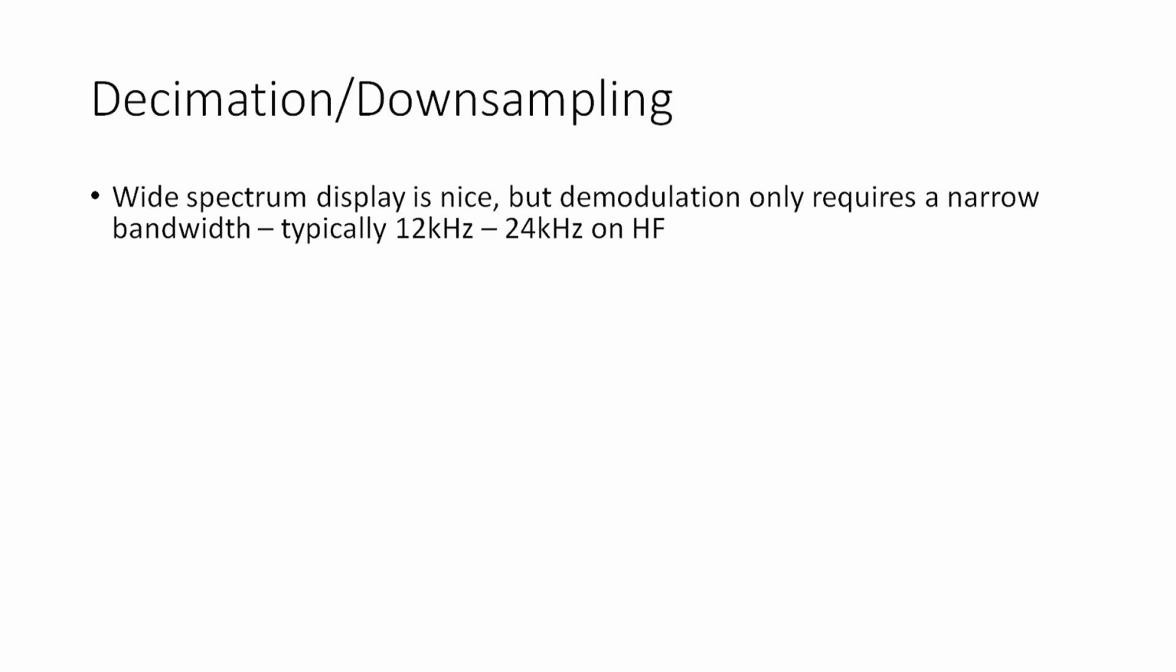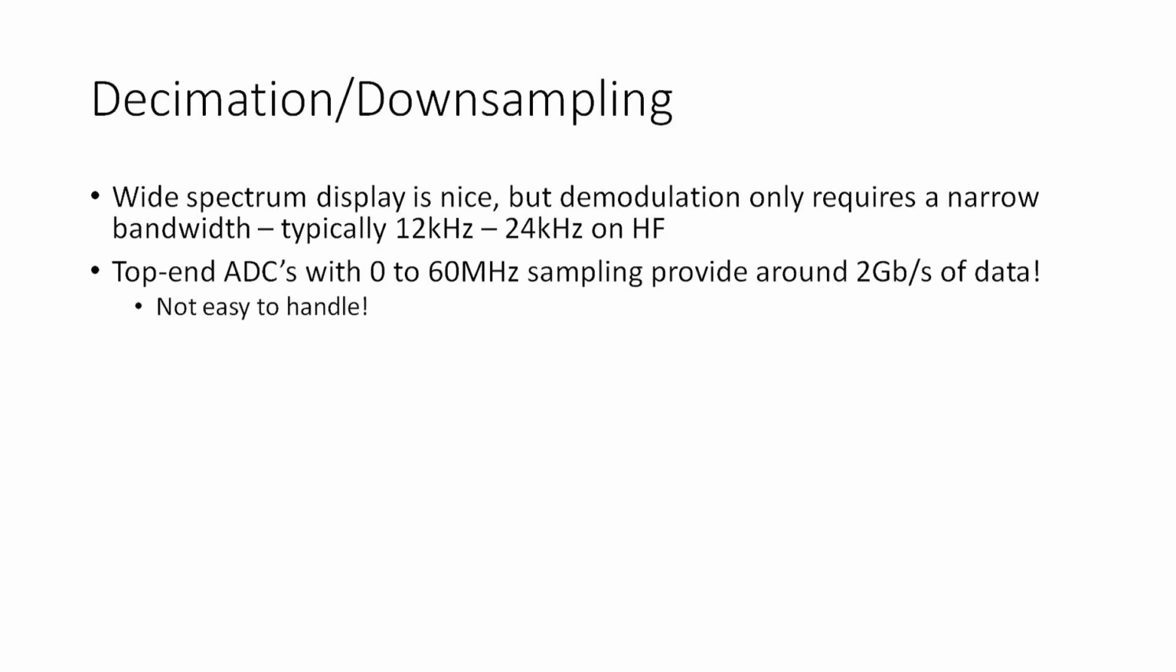So while having a wide spectrum display is nice, it's not always very useful, and it's not the most useful thing. When it comes down to demodulating a signal, we probably only want 24 kilohertz of bandwidth. We need to reduce that. So how do we do that?